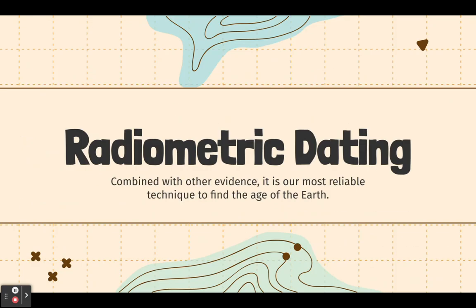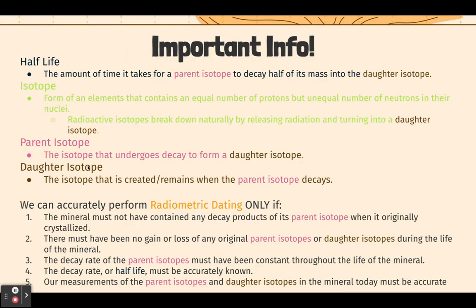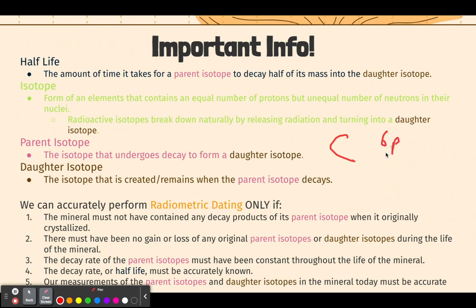So before you understand radiometric dating, you have to understand a couple of terms. An isotope, what the half-life is, and then what we call parent isotope and daughter isotope. An isotope is a form of an element that has a different number of protons and neutrons. So let's think about carbon. We know what carbon is, and you've done the calculation before. You know it has 6 protons, and you can calculate it has 6 neutrons.